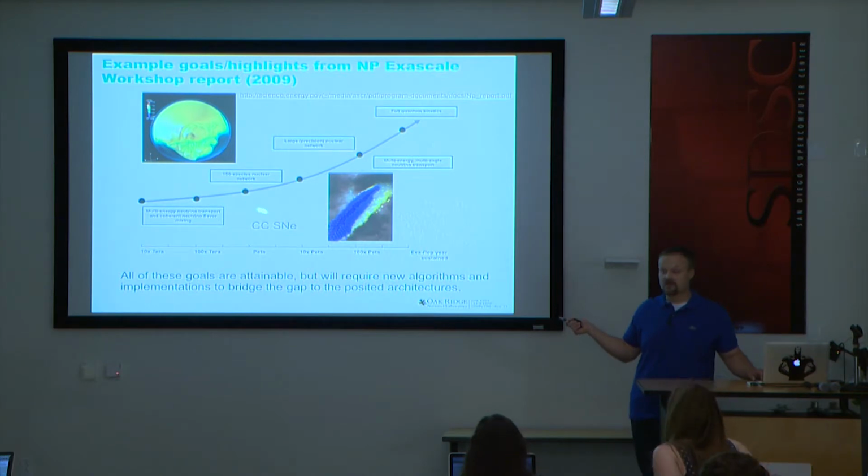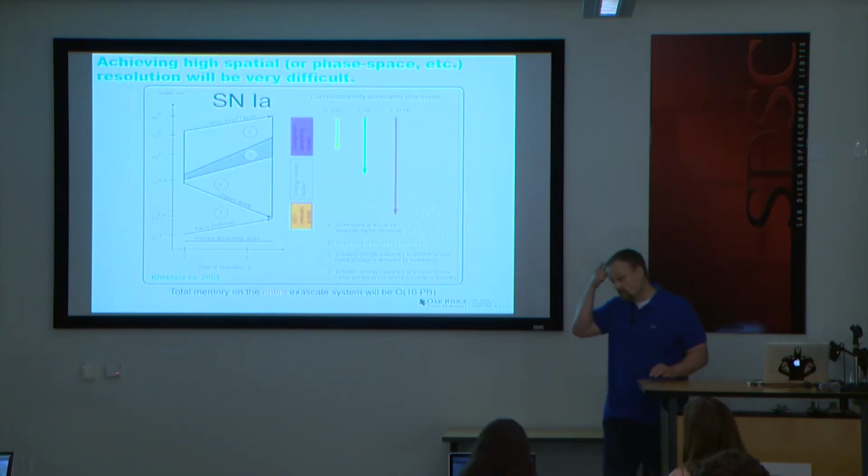150 species nuclear network, we're about to be there. So we're right around here. We're in good shape, but we want to do these things. And it's going to require significant work in algorithms and implementations. All right, so again, more job security up through here. But memory is going to be a big problem.